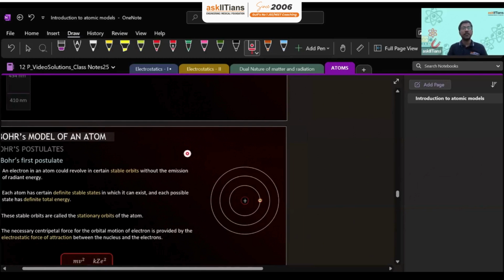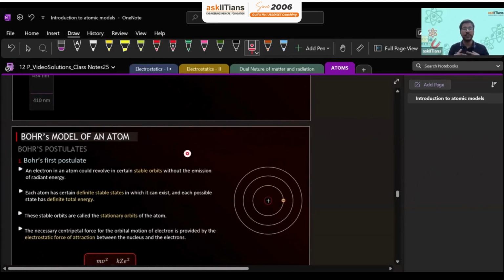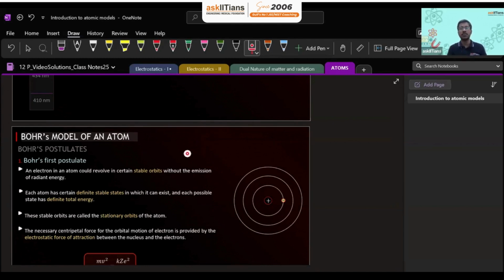Now, after all these failures, Bohr came up with his own model, which tried to explain the disadvantages posed by Rutherford's model. In his model, Bohr's first postulate is that an electron in an atom could revolve in certain stable orbits without the emission of radiant energy. So according to Bohr, the electron could not revolve in any possible orbit.